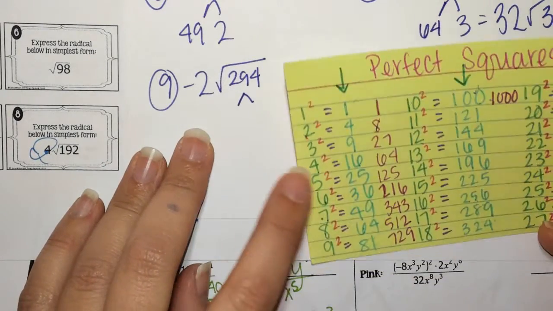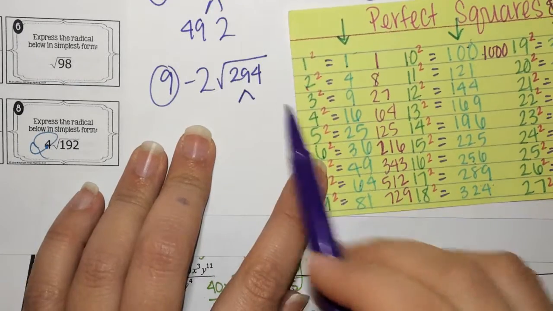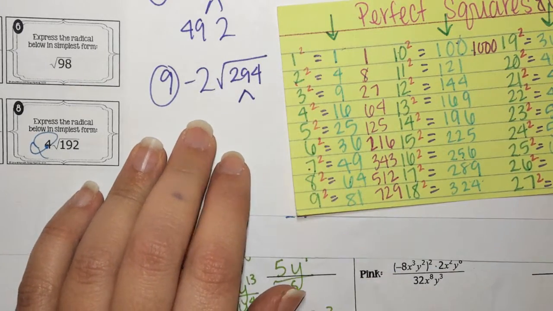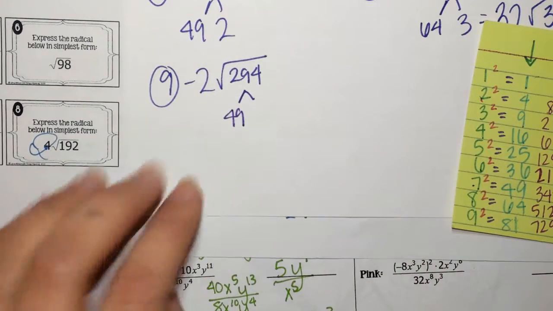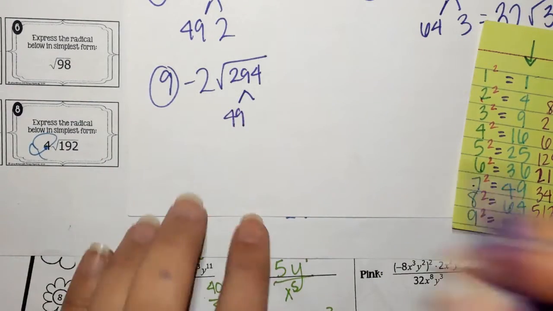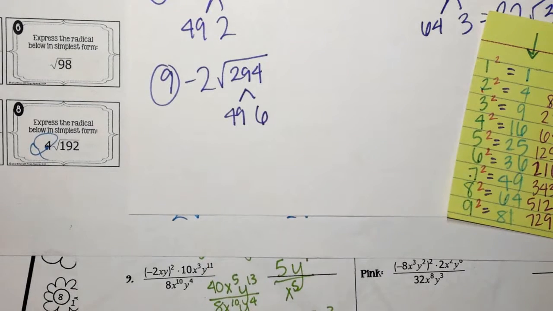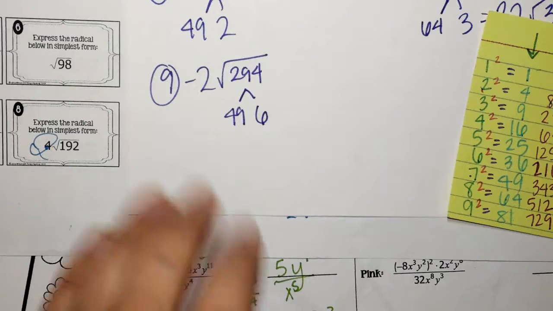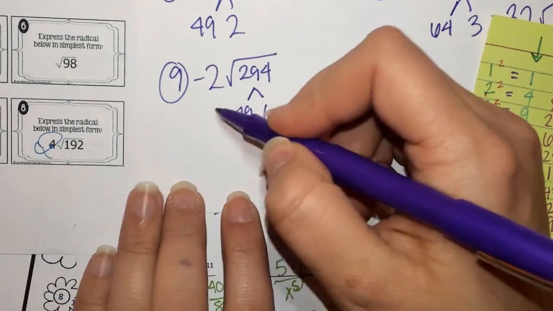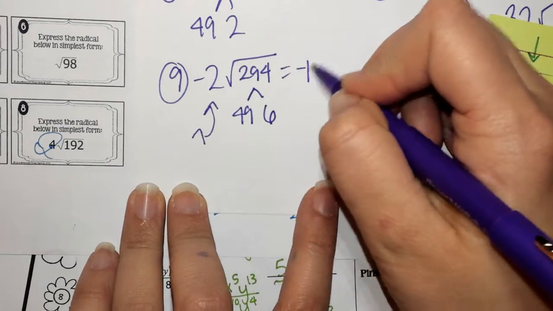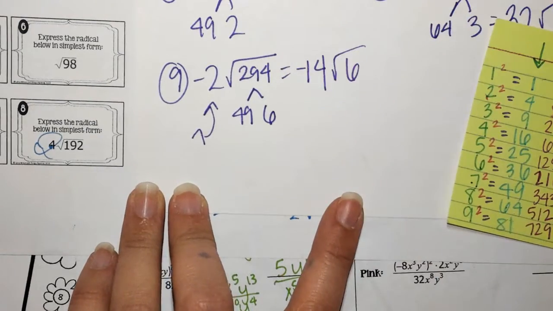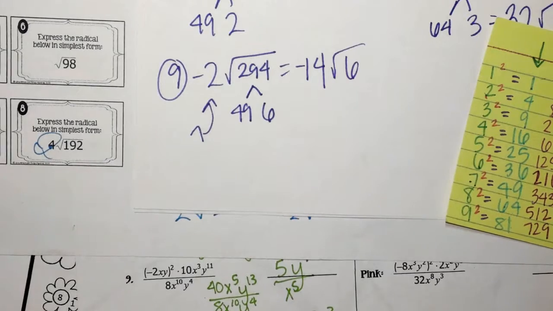With my money. Alright, so 294. Now, what do you think the biggest perfect square that goes into 294 is? 49? Okay, so we get 49 and what? Are you sure? That's a 6. Okay, I'm just making sure. Alright, so then what's the square root of 49? Alright, so then the 7 comes out front and he's friends with the 2. So you multiply them together and you get negative 14 root 6. Is that 49?